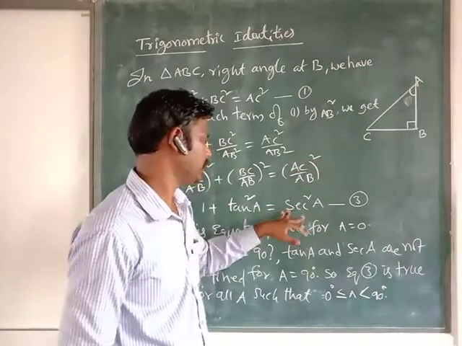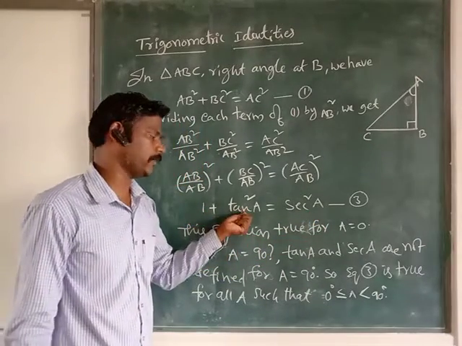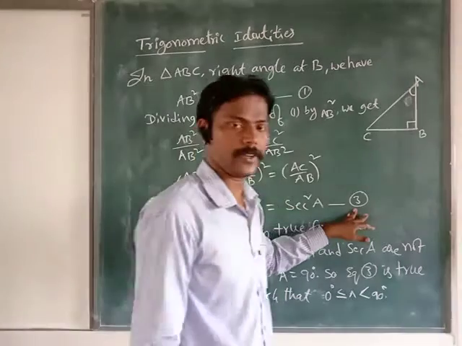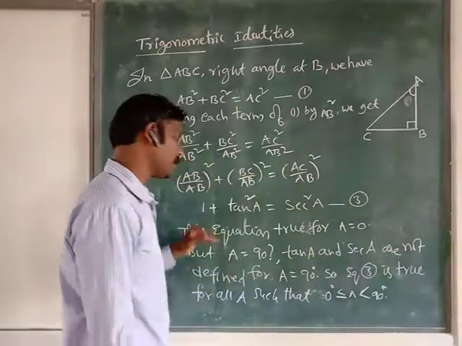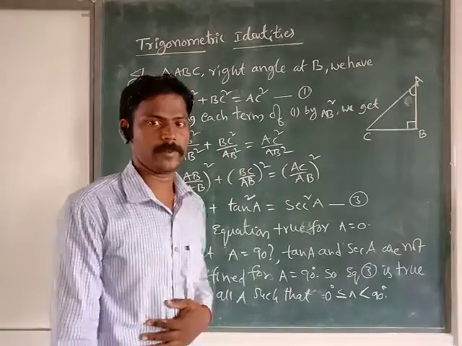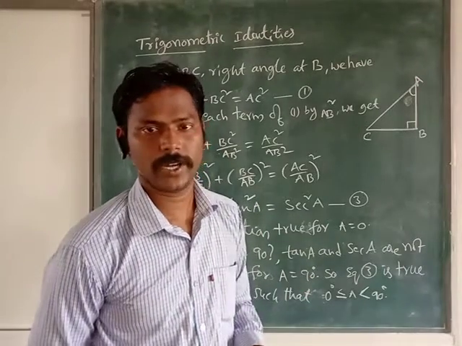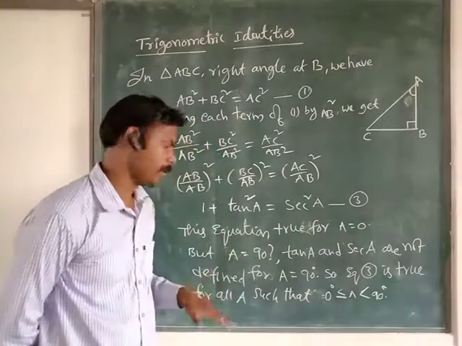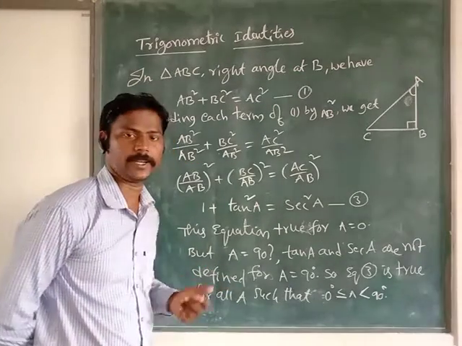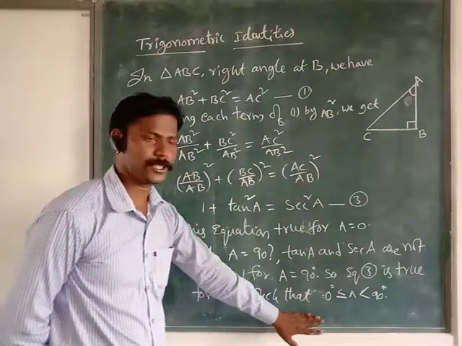Secant square A. So finally, 1 plus tan square A equals secant square A. This is equation 3. What we are observing is that this equation is true for all A, because for A equal to 0, sin is 0 and cos is 1. What about 90? For 90 it is not true, because tan 90 and secant 90 are not defined, as we already know. So that's why the condition is important.